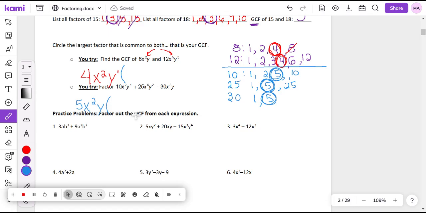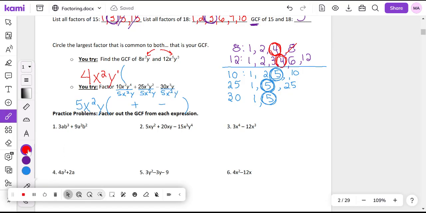Now what we'll actually do is divide that out of each term up here. If you notice what I did is I set up a little plus and minus to bring this down and to bring this down. And so we're dividing this by 5x squared y. We're dividing this term by 5x squared y. And we're dividing this term by 5x squared y.